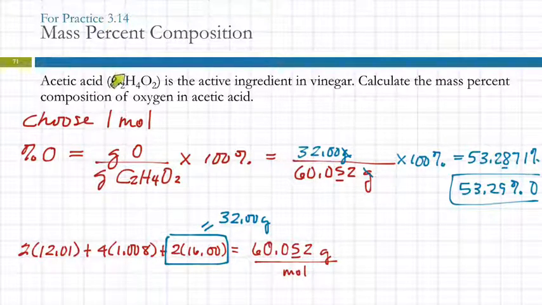You wouldn't guess that looking at the formula. There's 2 atoms of oxygen in a molecule. There's 2 atoms of carbon. There's 4 atoms of hydrogen. But each of them has a different mass. Hydrogen weighs a lot less than oxygen, and that's why oxygen by mass is a larger percent. Questions?